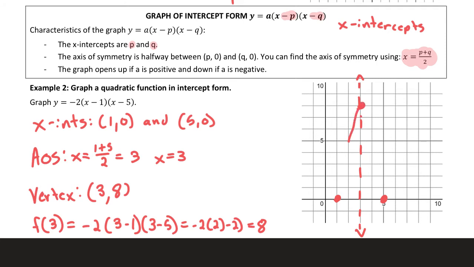So when we draw this, we just got to get that U shape. I'm not going for art awards here, but got to get that general U shape down. We got to know that it opens down because of that negative 2 on the front. So the intercepts, 1 and 5, because we have x minus 1, x minus 5. So that tells us those intercepts.